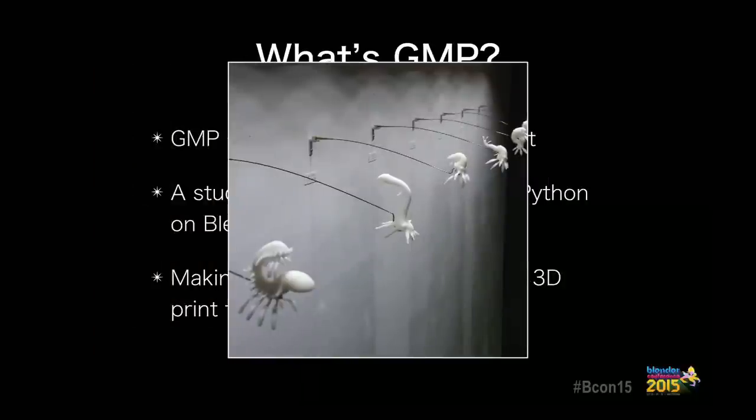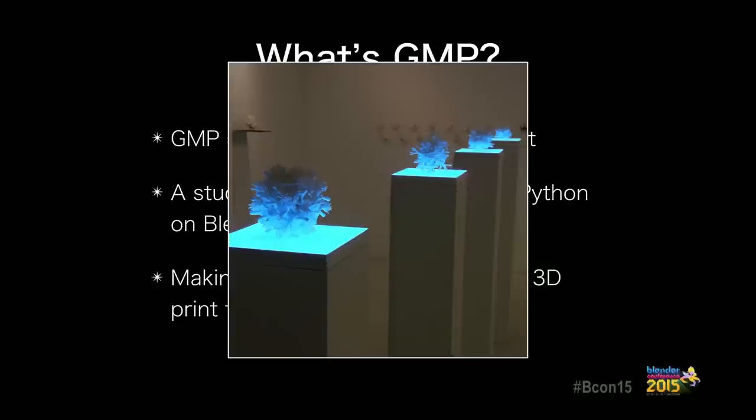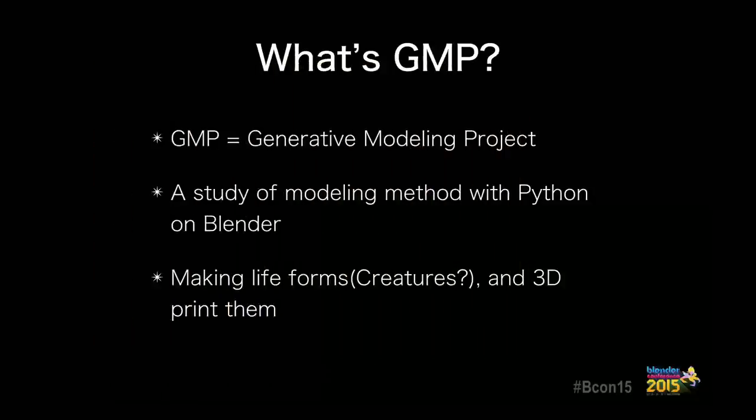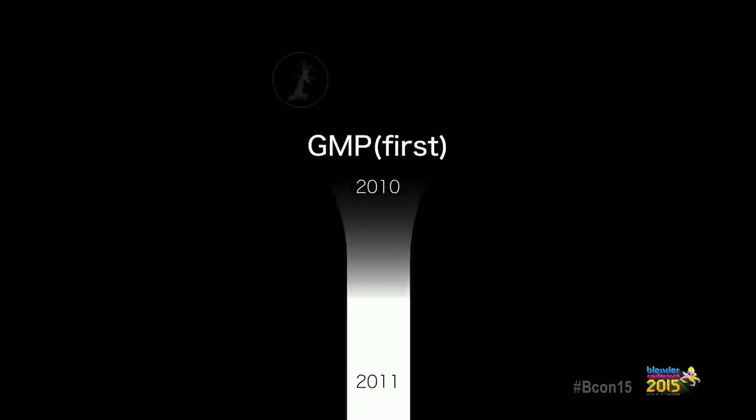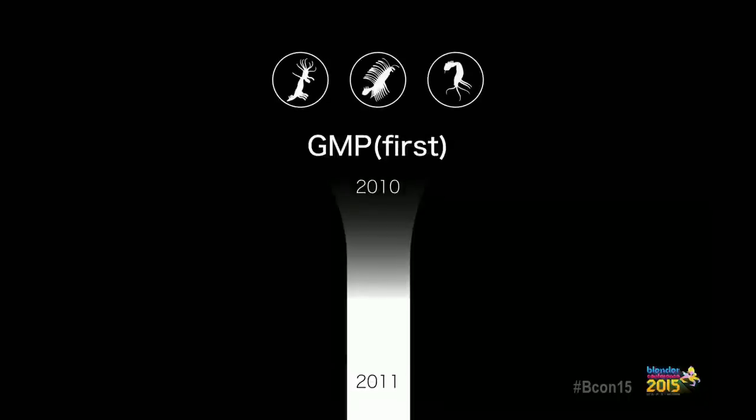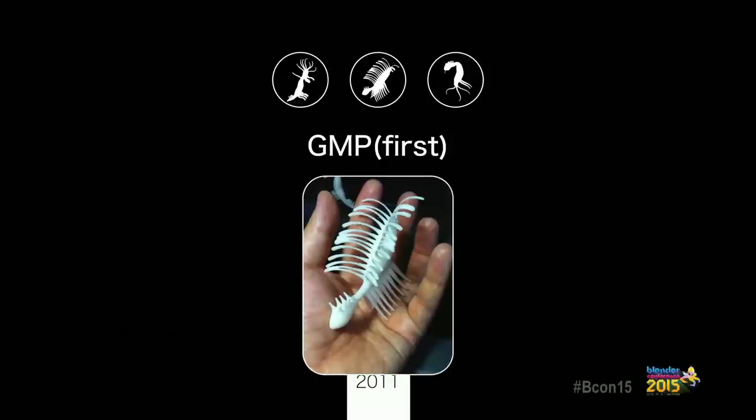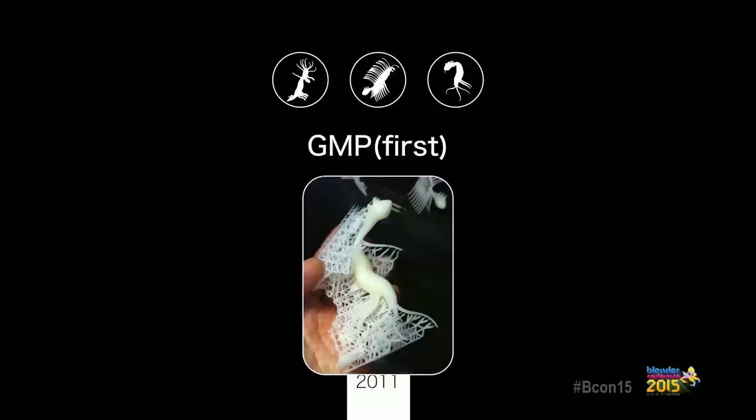The next one is strange. And this is like a coral. GMP started from the success of these three objects. And I tried to parameterize the forms and develop the method.